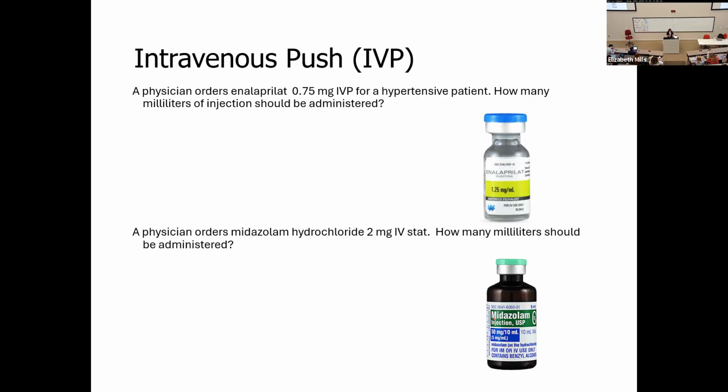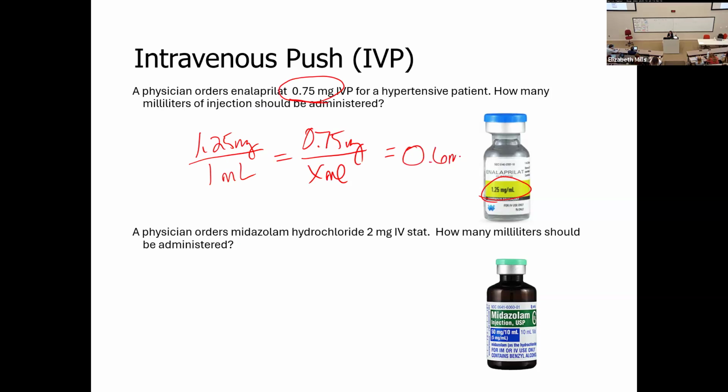Okay. These are still the same calculation, ratio and proportion. If you wanted to do it that way, there's probably other ways that you could do it. But we know that our enalapril in this vial comes in a concentration of 1.25 milligrams per milliliter, and I need 0.75 milligrams out of that vial. So 1.25 milligrams in 1 mL is equal to 0.75 milligrams in X mLs. So that equals what? Okay, 0.6 milliliters.